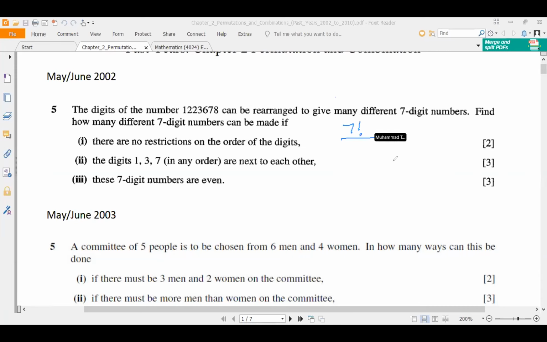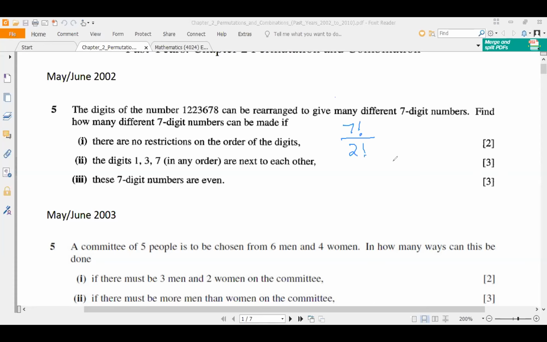Because 2 is being repeated 2 times, so divided by 2 factorial. 7 factorial means every number is switched with each other, so you will find the total possible outcomes. But we know that when both the 2's are switched with each other, no new number is made. So we will divide by 2 factorial.